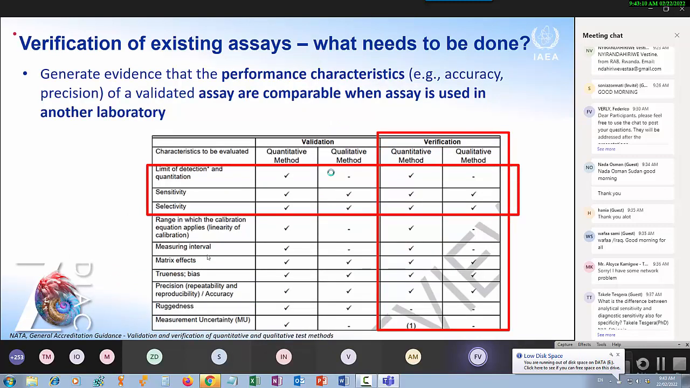So when we want to verify the existing assay, what needs to be done? This table summarizes some of the performance characteristics we need to check and compares the necessity of assessment of these characteristics during validation and verification. And we should generate evidence that the performance characteristics like accuracy or precision of the validated assays are comparable when the assay is used in another laboratory. So in today's presentation, we will focus more on the limit of detection and sensitivity and selectivity of the assays.